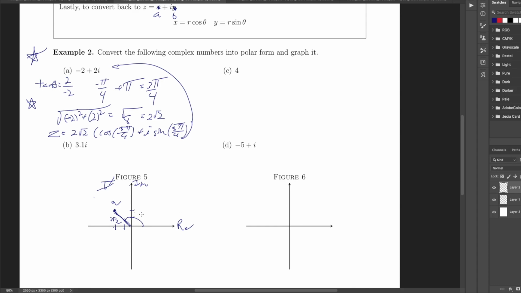Okay, so here we go to the angle. What angle are we doing? This angle is 3 pi over 4. Okay, and so that's how you do that. Let's go ahead and do this one.